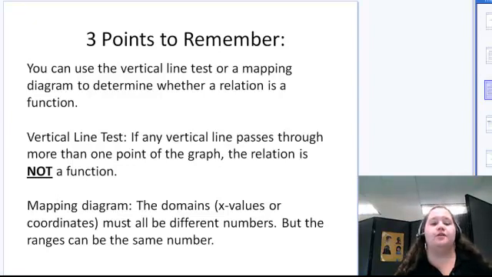Point number 1, you can use the vertical line test or a mapping diagram to determine whether a relation is a function. Point number 2, vertical line test.